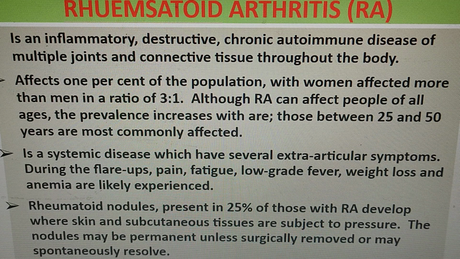Although RA can affect people of all ages, the prevalence increases, and those between 25 and 50 years are most commonly affected. Okay, it's a systemic disease which has several extra-articular symptoms during the flare-ups. Pain, fatigue, low-grade fever, weight loss, and anemia are likely experienced. Rheumatoid nodules, present in 25% of those with RA, develop where skin and subcutaneous tissues are subject to pressure. The nodules may be permanent, unless surgically removed, or may spontaneously resolve.